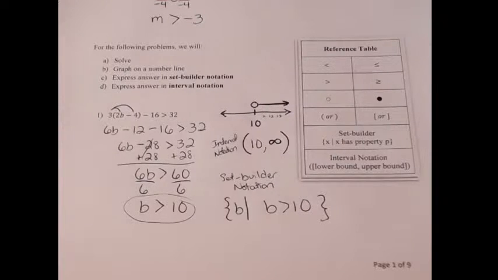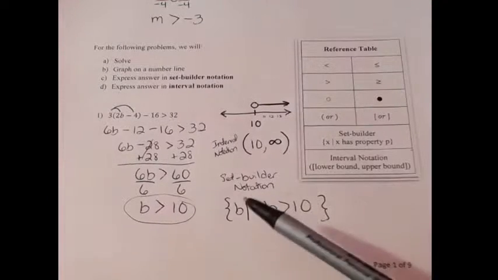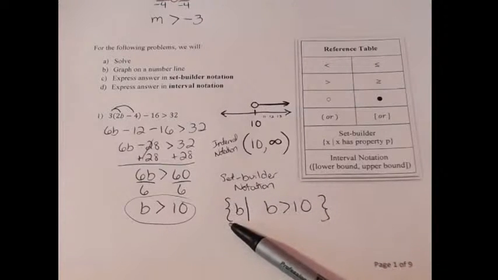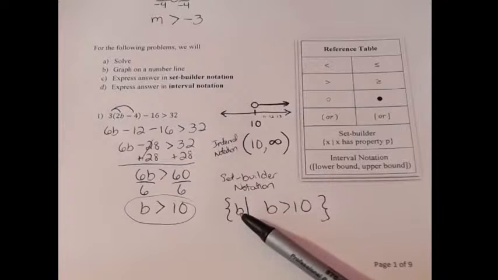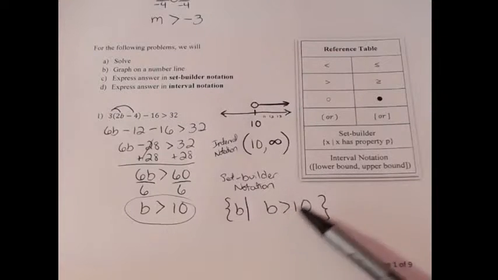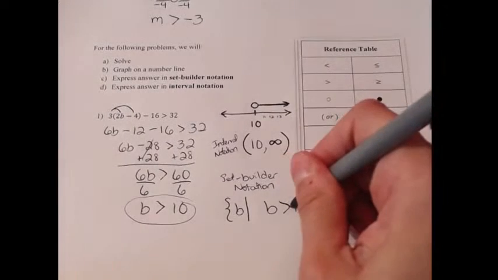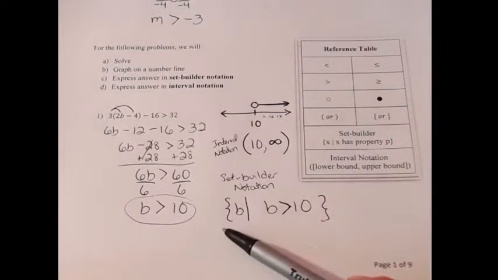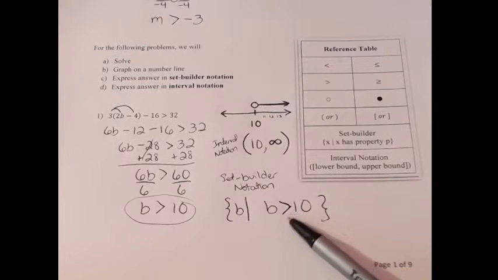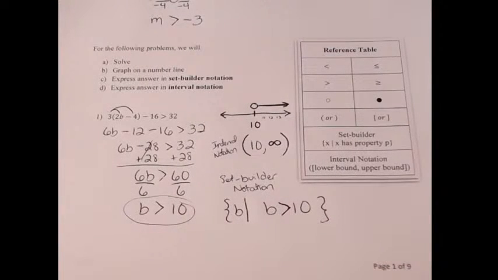For your reference, I would like to interpret this so that you know what set builder notation is actually saying. So our solution says the set of all elements b such that b is greater than 10. Let me make that sharper. So the set of all elements b such that b is greater than 10. And guess what? You're done.